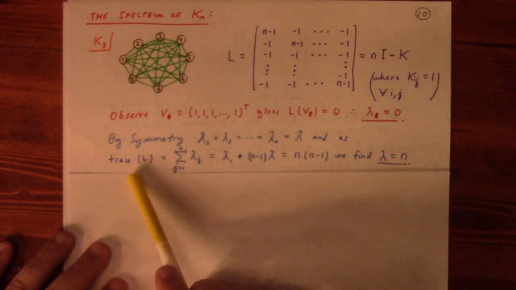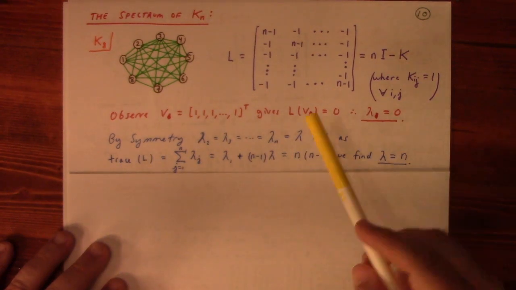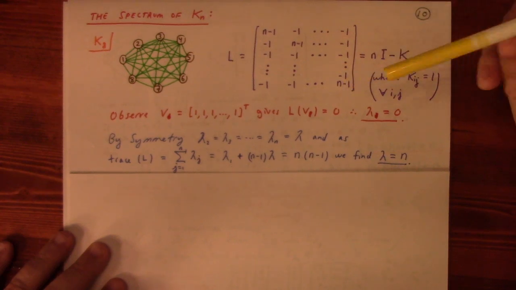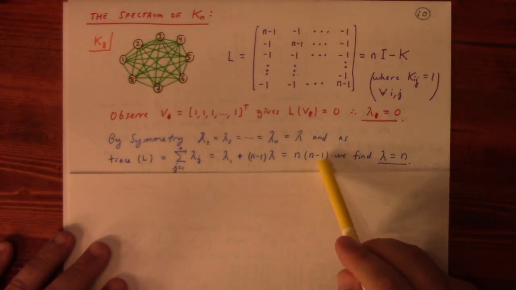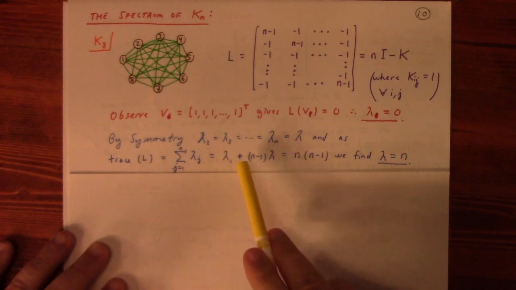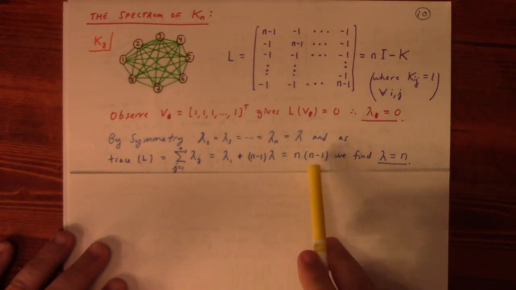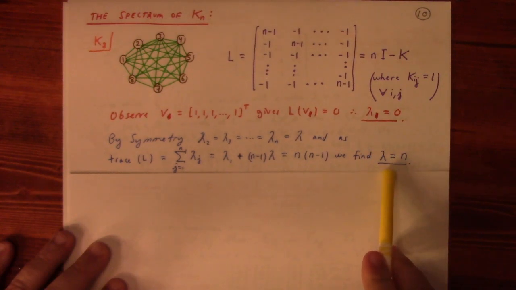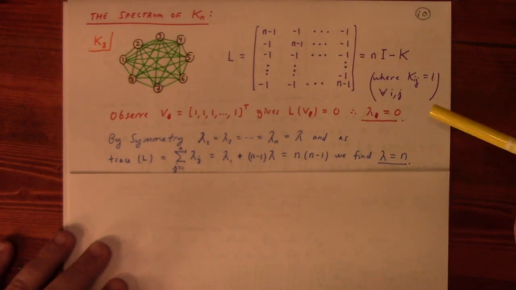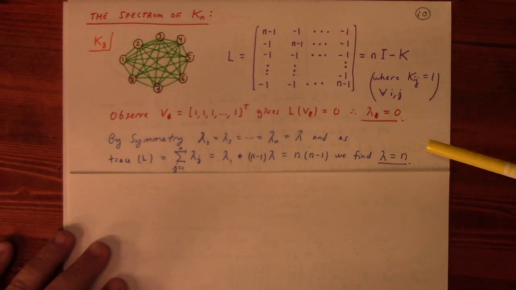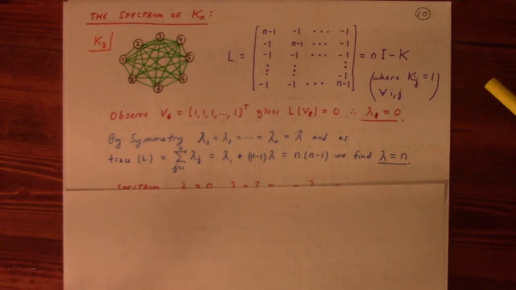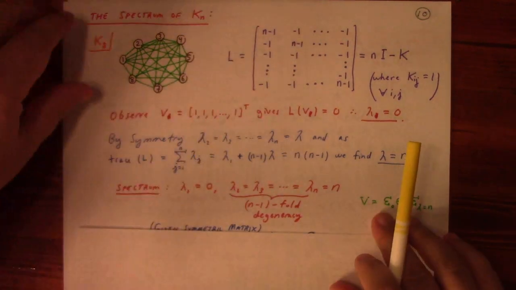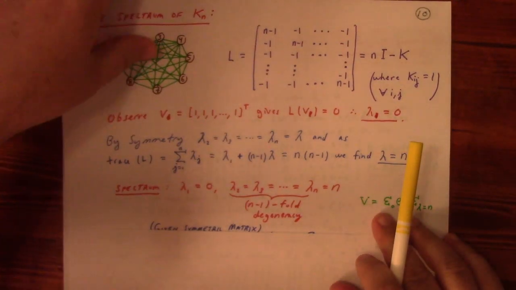And we can also calculate the trace directly, right? The trace is the sum of the diagonals. So you've got n minus 1 plus n minus 1 plus dot dot dot plus n minus 1, n-fold, so n times n minus 1. This is 0. And so you divide by n minus 1, and we find that lambda equals n. So the eigenvalues for the complete graph are 0 or n, where n is repeated n minus 1 times. There's an n minus 1 fold degeneracy on the complete graph.